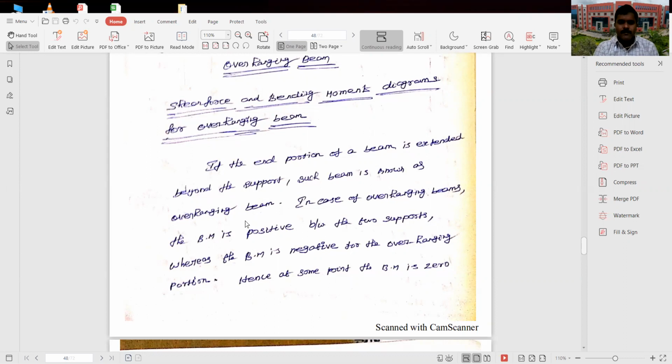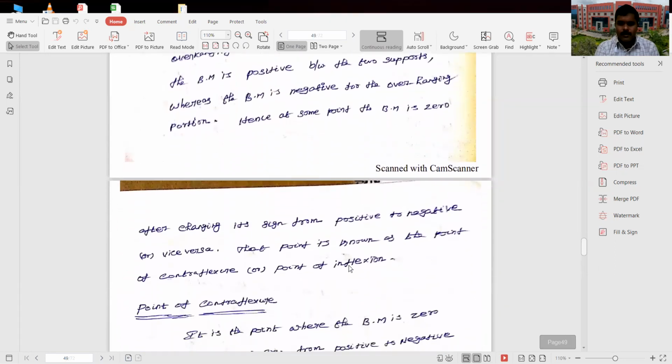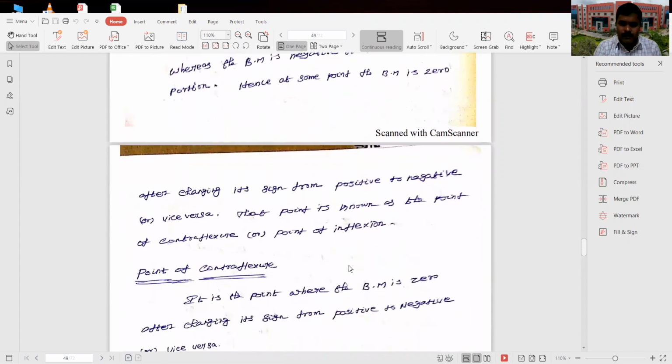In the case of an overhanging beam, the bending moment is positive between the two supports, whereas the bending moment is negative for the overhanging portion. Hence, at some point the bending moment is 0. When it changes its sign from positive to negative or vice versa, the bending moment value will be 0 at some point.